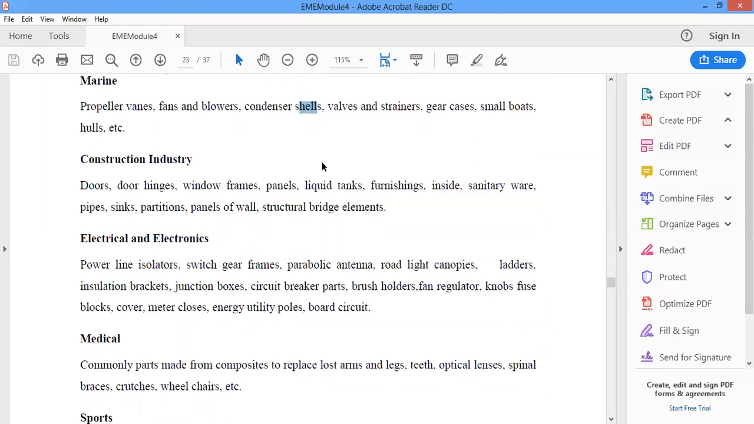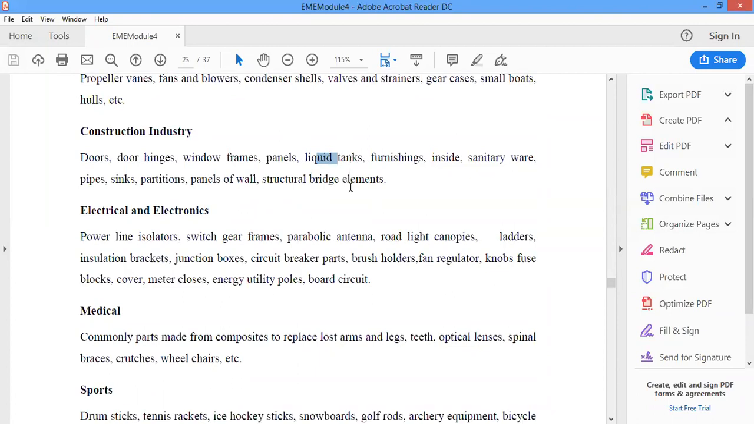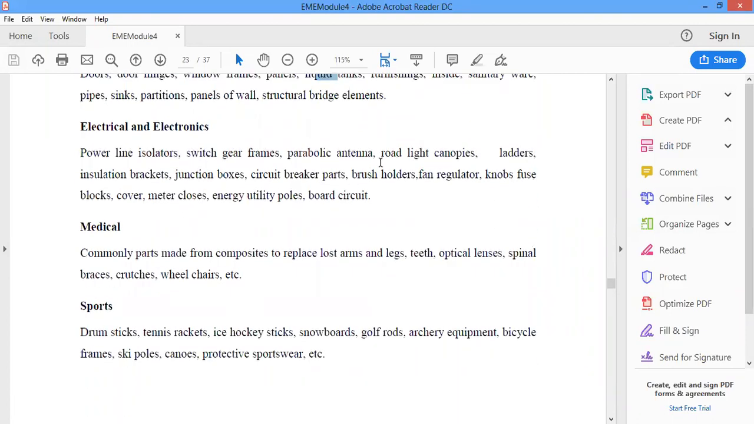Of course, they are used in the construction industry for doors, hinges, and liquid tanks, that is, to store liquids. It can be anything. And many other applications. Even in electronics they find many applications: frames for switch boxes, frames for solar panels, parabolic antennas, road light canopies, etc.